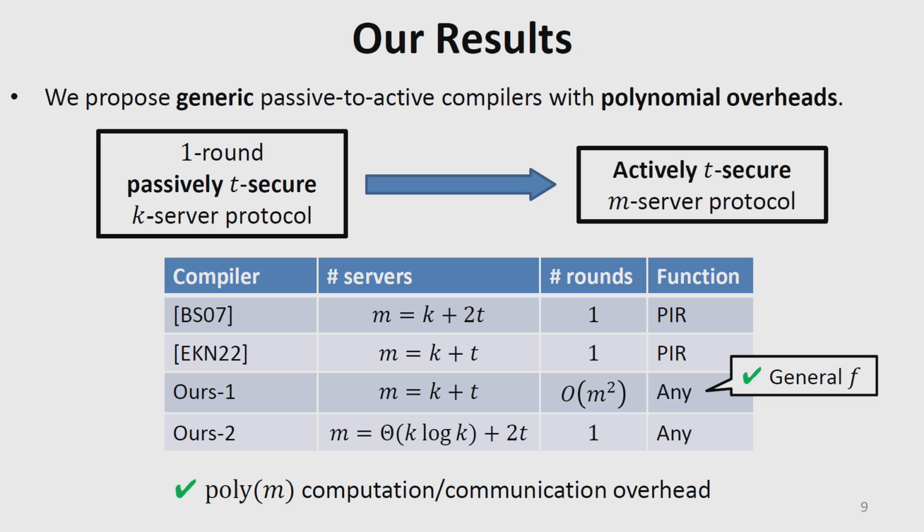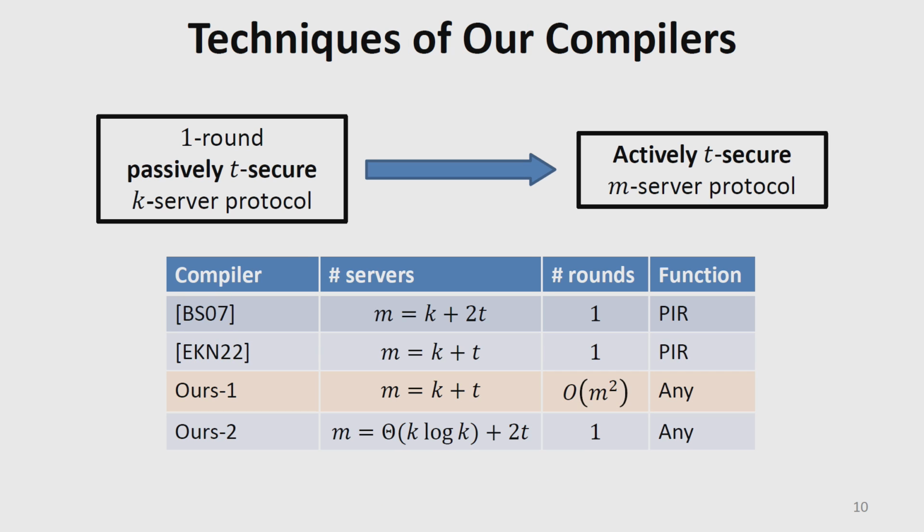On the other hand, as a trade-off, our first compiler requires m² rounds of interaction between the client and the servers. To overcome this drawback, we also present another compiler that needs only 1 round of interaction. In this case, however, a larger number of servers are required. So there is a trade-off. Now we move on to the technical details of our compilers. In this talk, we focus on our first compiler. Please see the paper for further information on our second compiler.